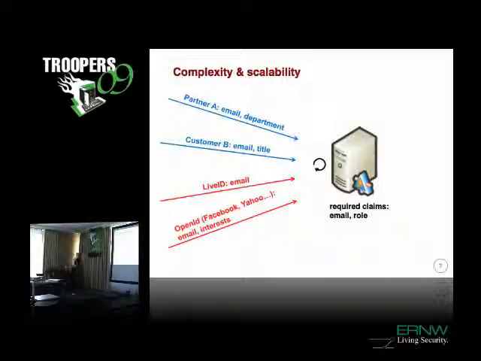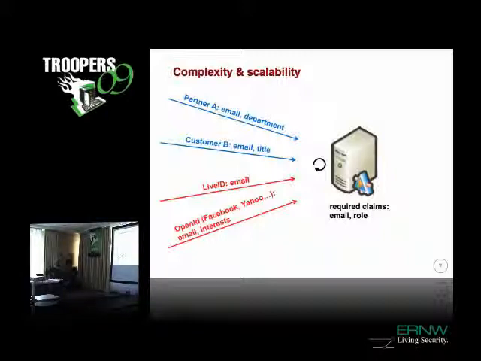Maybe you are an ISV type of company which wants to onboard external users extremely easily. So maybe you have to support Live ID, Facebook, Yahoo, OpenID, whatever. They have different claims again. Maybe Live ID only supports email. Facebook maybe has an interest claim. The bottom line here is that the application has to do all this mapping code.